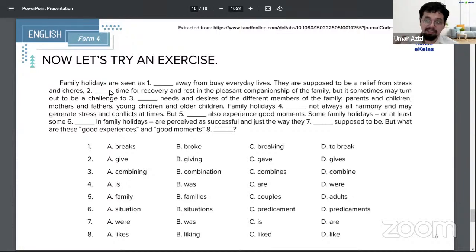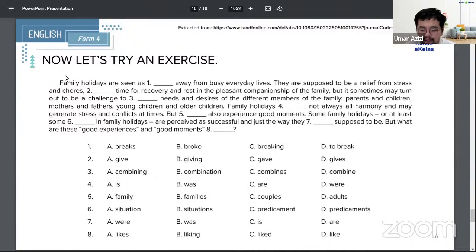Now, write down your answers. We're going to check it in a bit. Let's try number four together. Family holidays, gap, not always all harmony and may generate stress and conflicts at times. Number four, you can choose from A is, B was, C are, and D were. Which one do you think is the answer? Family holidays, gap, not always all harmony and may generate stress and conflicts at times. What do you think the answer is? Nasato answers are. Number four is are. Family holidays are not always all harmony and may generate stress and conflicts at times.